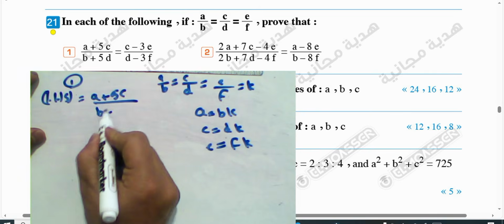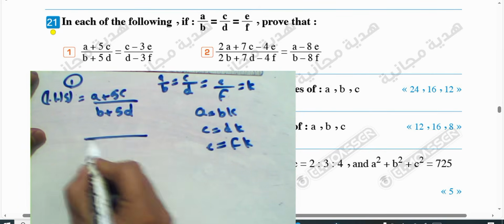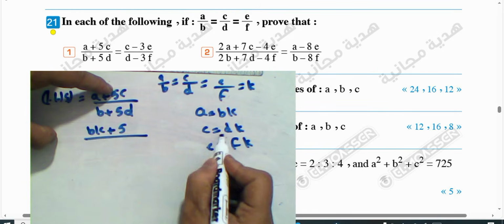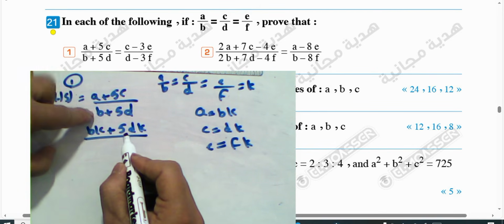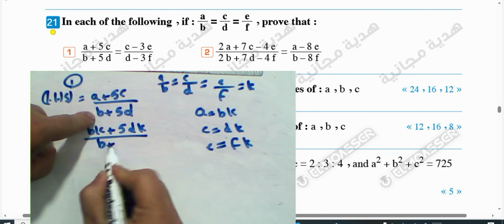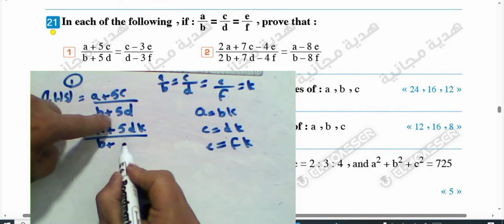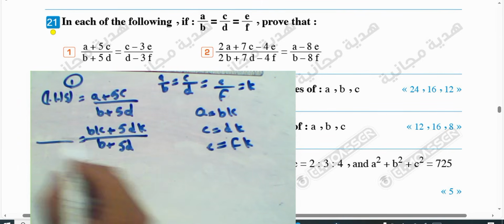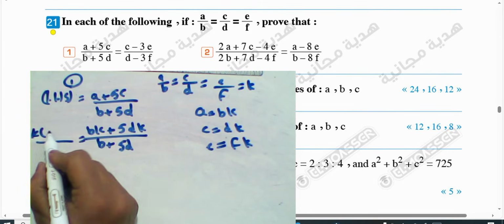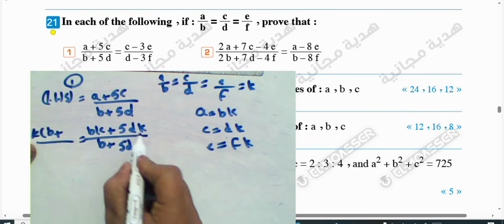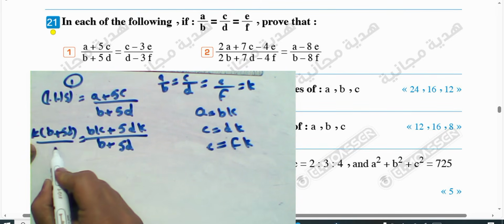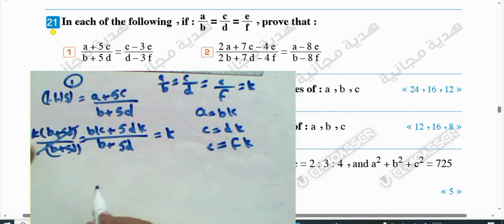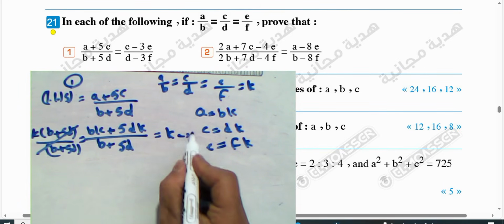over B plus 5D. Put the value of A equals BK plus 5 product with the value of C equals DK, over B plus 5D. B is a constant and also D is a constant. You can write the common factor up, K is repeating. Divided by K, the result here will be B plus 5D, and the numerator was B plus 5D. We can cancel, the result will be K. Okay, it's relation number 1.